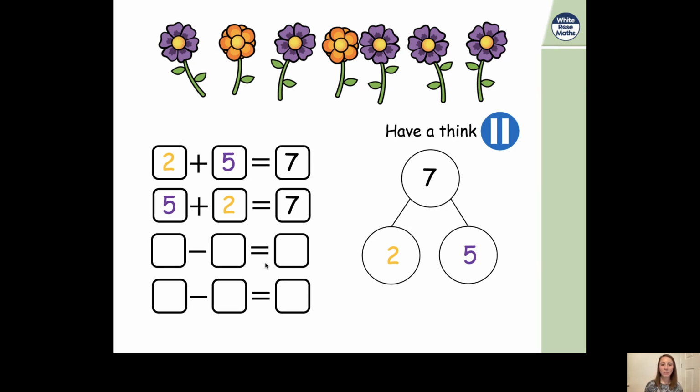Now I want you to have a think about the subtraction sentences. Can you think what my 2 subtraction sentences are going to be? Pause the video and have a little go at home. Remember, they both need to start with the whole before the takeaway sign.